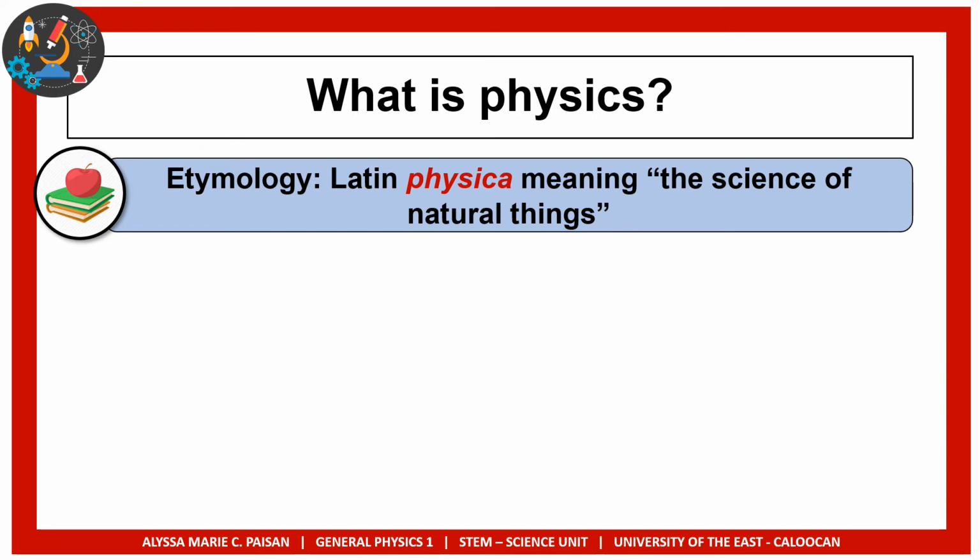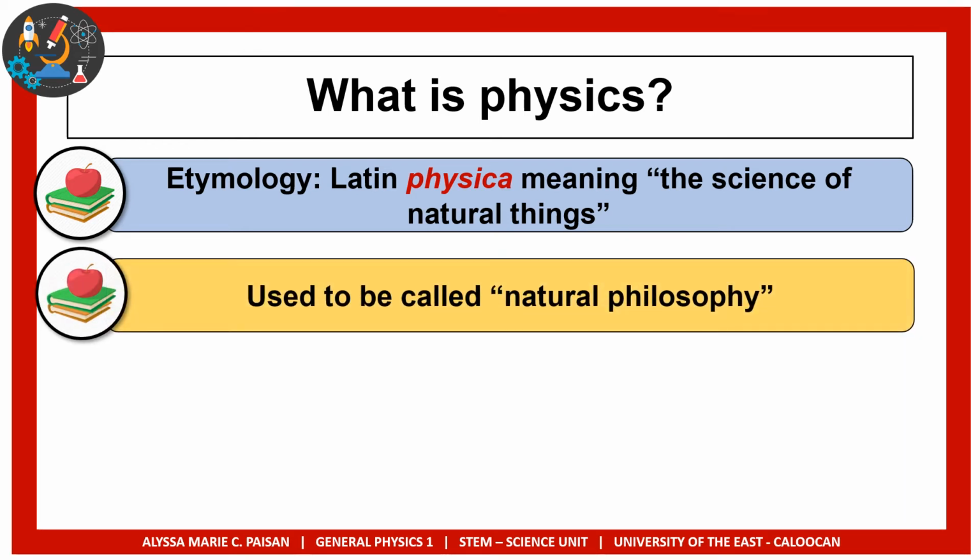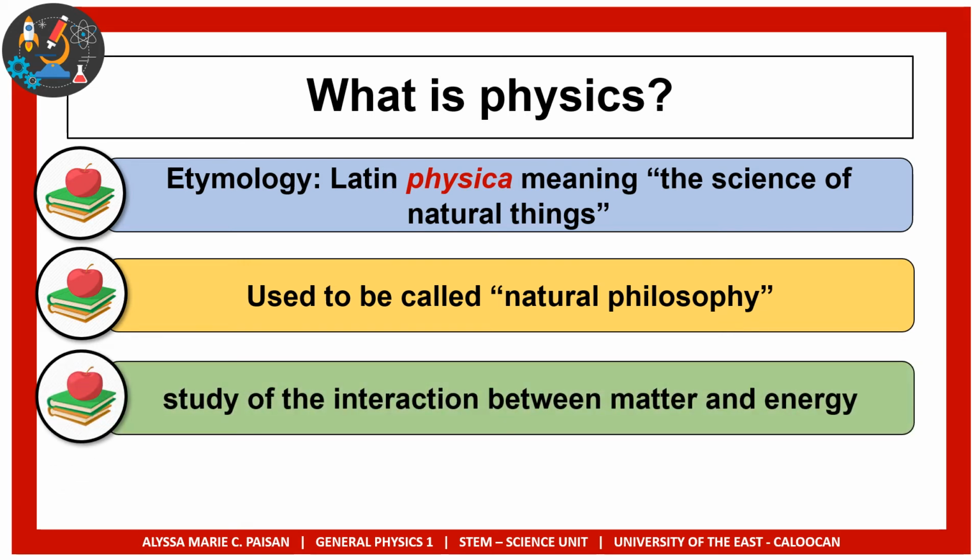Let us start by knowing its etymology. In language, etymology means the origin of the word. Basically, the word physics came from the Latin word physica, meaning the science of natural things. Consequently, physics was called natural philosophy. And the concise definition of physics is that it is the study of the interaction between matter and energy.